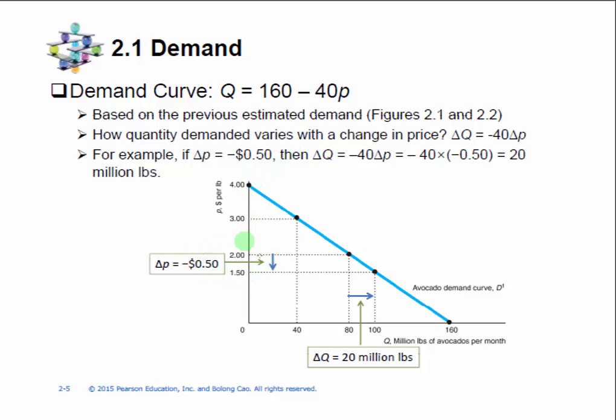If the price change, the delta P here, is negative 50 cents, the price dropped by 50 cents, then the quantity increased by 20 million pounds. This is the delta Q. And that change comes from this negative 40 coefficient. So that's a linear demand curve. You plug in a value for the price, you will be able to find a quantity demanded from this demand curve. Or if you have a quantity demanded, you can calculate what the price is from this demand curve.